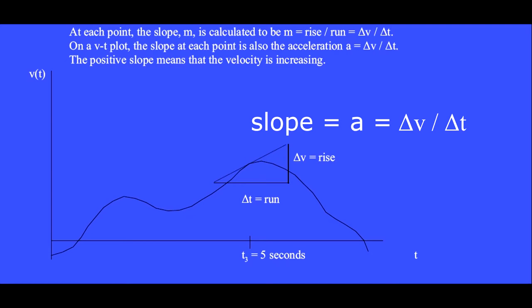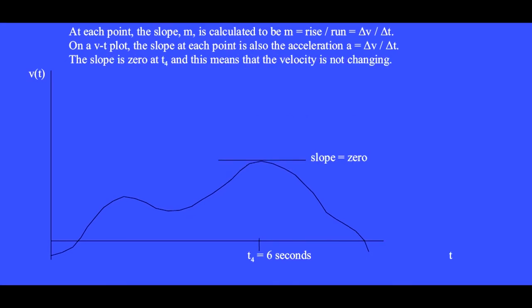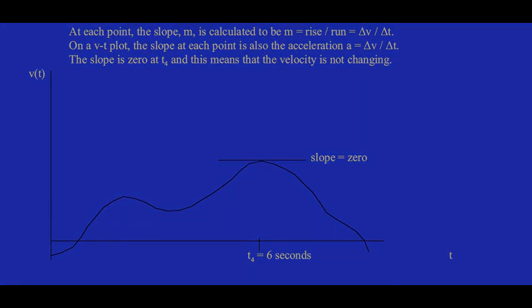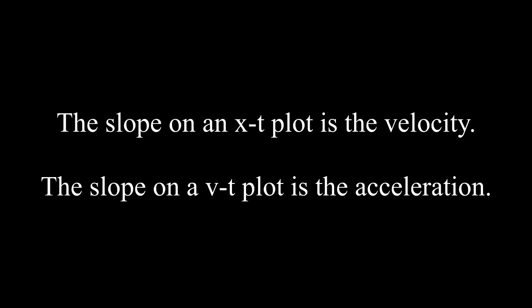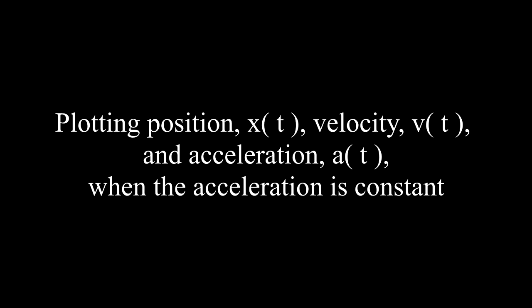This positive slope means that the velocity is increasing. The slope is 0 at t4, and this means that the velocity is not changing for a moment. In review, the slope on an xt plot is the velocity. The slope on a vt plot is the acceleration. Next, we'll make some plots of position, velocity, and acceleration for the case of having constant acceleration.